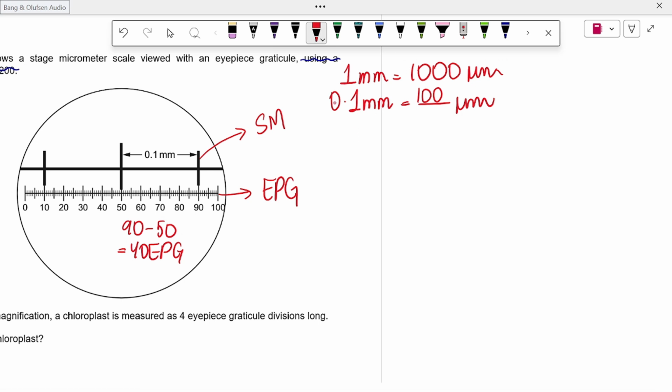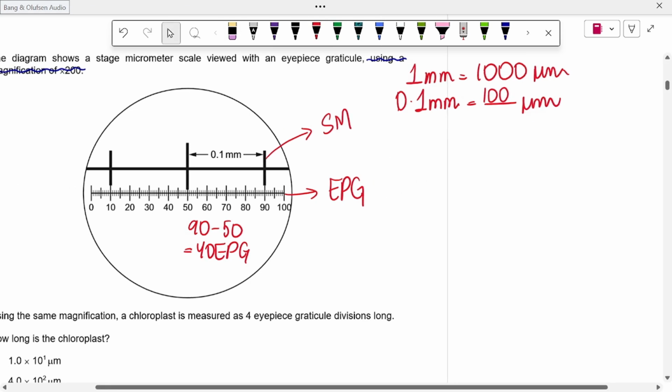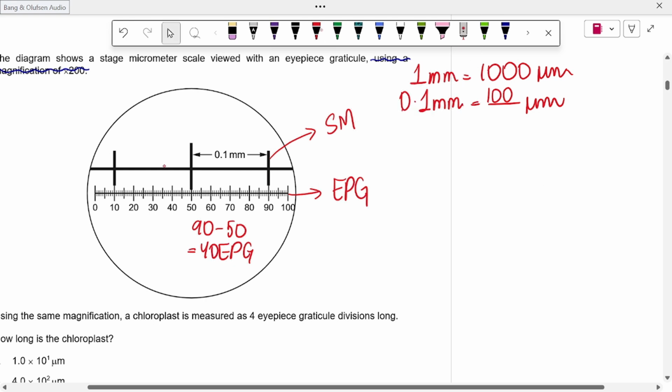From this 0.1 millimeter वाली बात कर रही हो? नहीं नहीं, ये तो आपके क्वेश्चन पे डिपेंड करता है. Usually 0.1 millimeter is equal to 10 eyepiece graticule. 100 eyepiece graticule लिखा होता है क्वेश्चन में. कभी कभी 0.2 मिलीमीटर भी हो सकता है. दिस डिपेंड्स ऑन योर क्वेश्चन. यहाँ पे डायग्राम में इन्होंने लिखा हुआ है कि 0.1 मिलीमीटर इज इक्वल टू इतना eyepiece graticule.